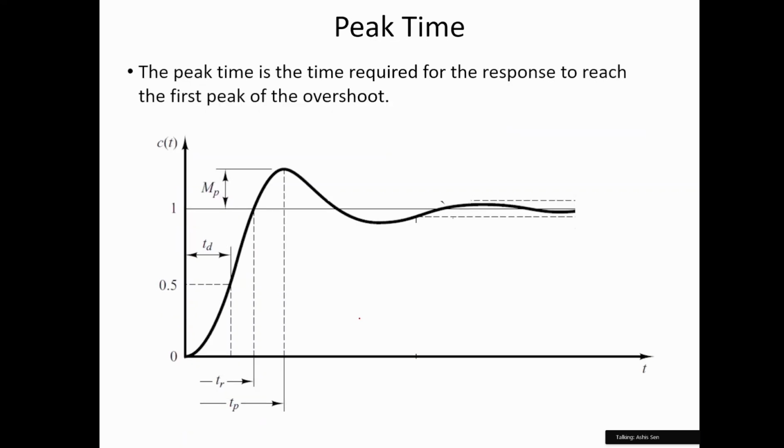Then we talk about peak time. Peak time is basically the time required for the response to reach the first peak of the overshoot. So it starts from 0, as I said, it goes and shoots over the input, reaches the peak, and then comes down and oscillates. So it is basically the time here where the first peak after the overshoot is reached, right? So going from 0, crossing over 1 and going to the peak, this time is known as the peak time.